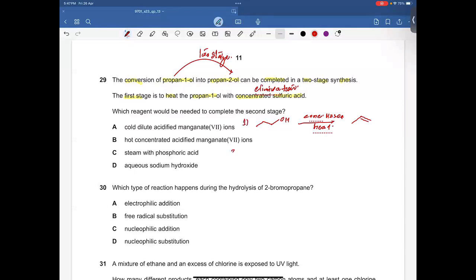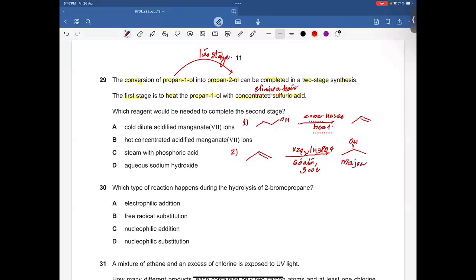In the second step, this propene is treated with steam in the presence of phosphoric acid, which acts as a catalyst, at 60 atmospheric pressure and 300 degrees Celsius temperature. So I'll get propan-2-ol as a major product.